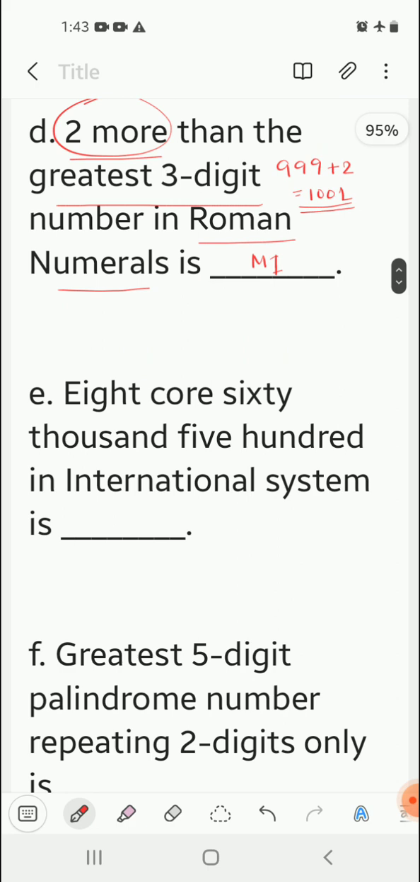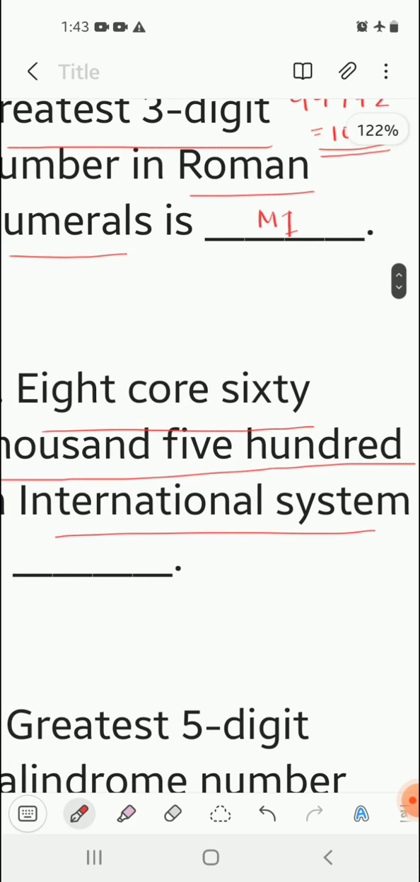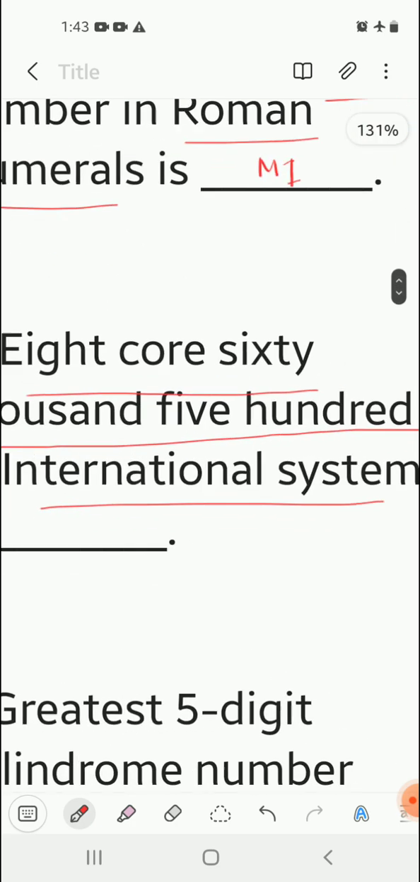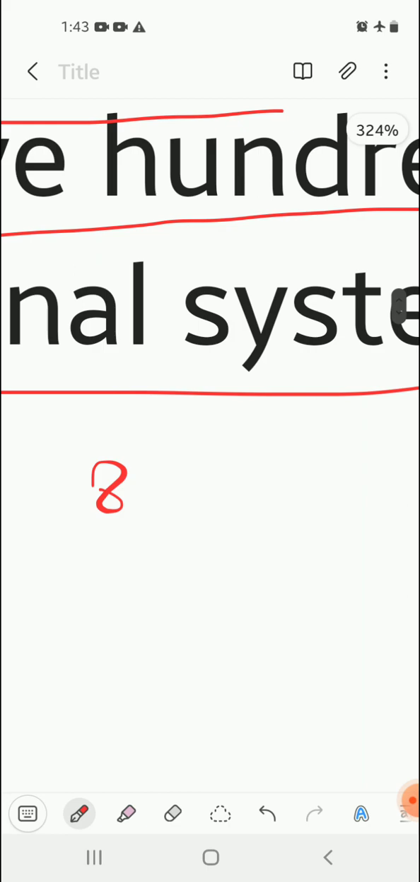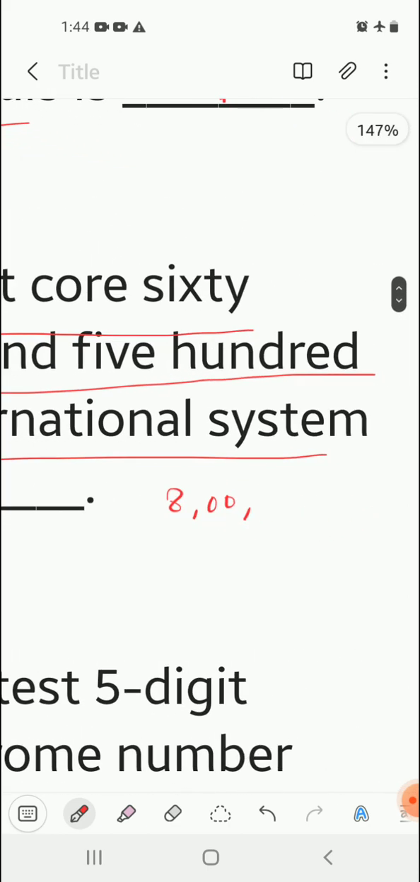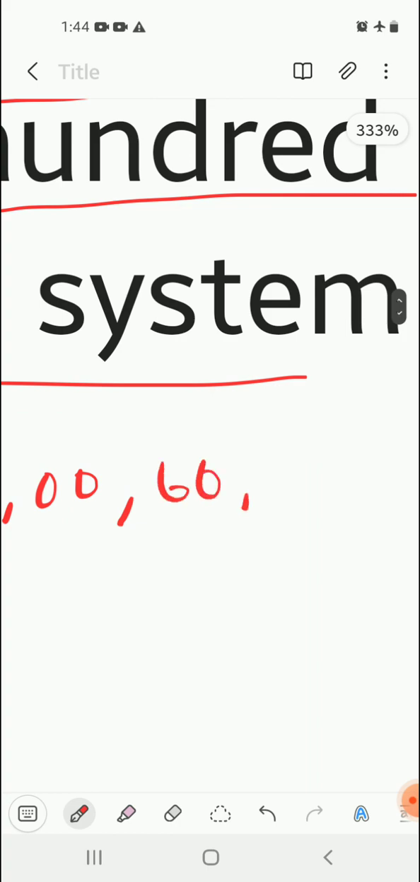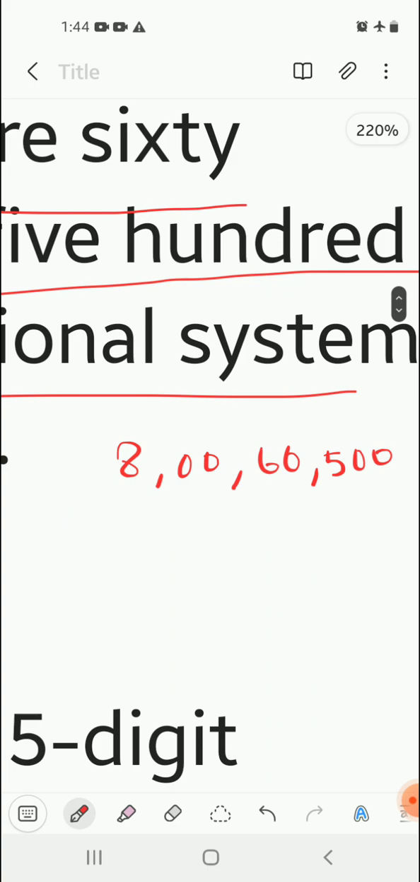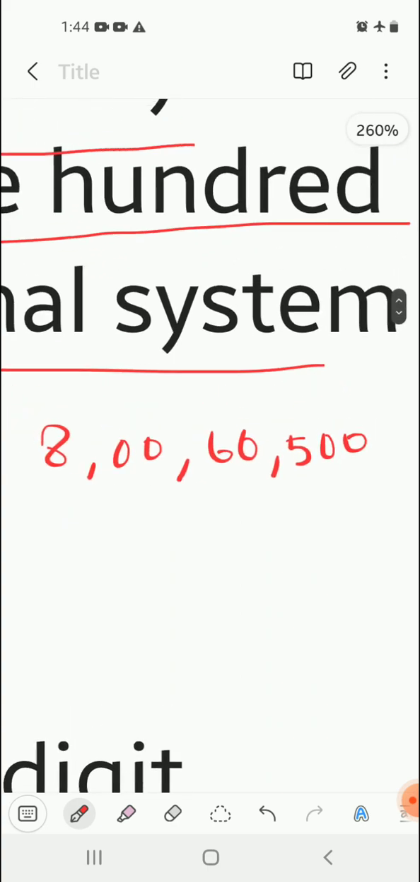Next, 8 crore 60,500 in the international system. First, let's write 8 crore, nothing in the lakhs place, then we have 60,500. So this is the number. You have to write it in the international system. The step is, first you write the number that is given to us. Now remove the commas. Now reinsert the commas using the international system.